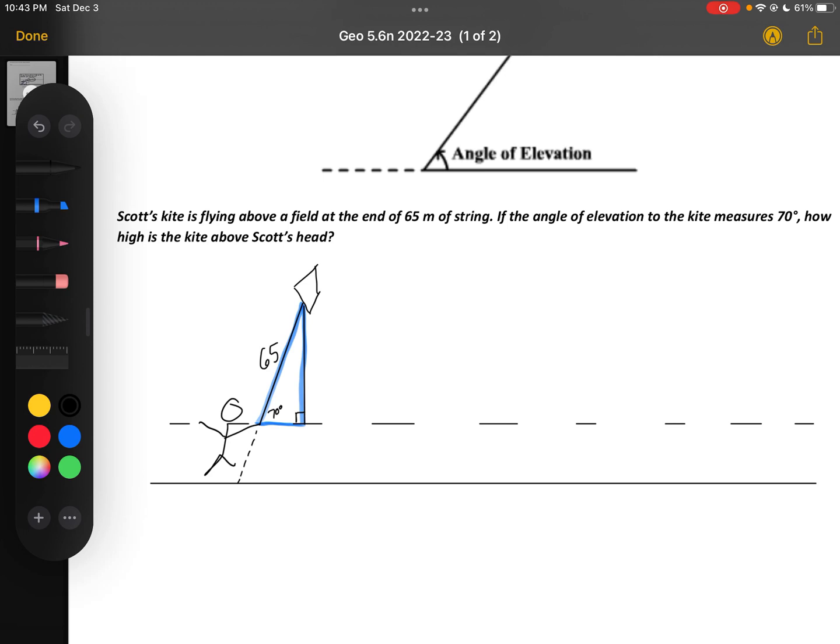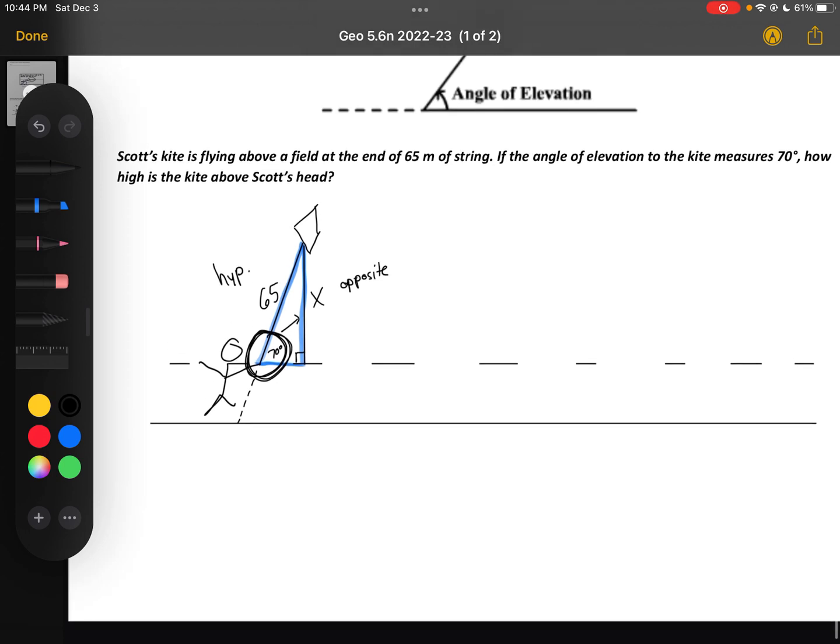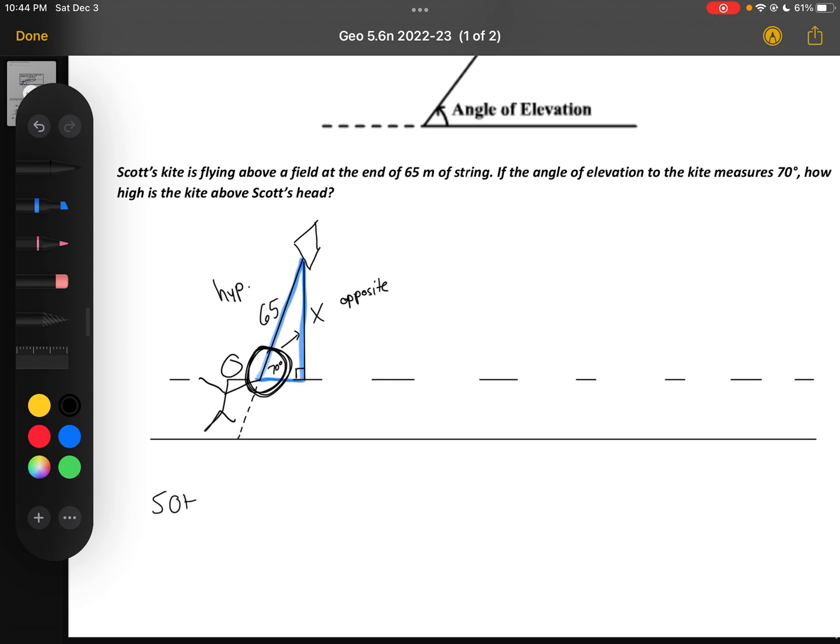So if we're looking for the distance straight up and straight down from this kite, if we're using 65 of string, and we have the angle, what we're looking for is this side right here. So the angle that we have is our angle of elevation. We see across, that's our opposite side. And then across from a 90-degree angle is our hypotenuse. So we have to look and review our SOHCAHTOA. So sine, cosine, and tangent.